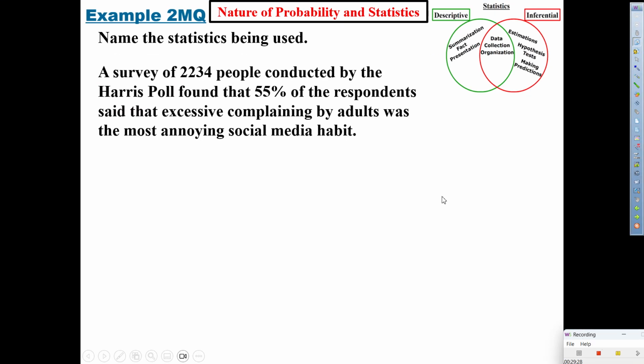Look up, please. It says, a survey of 2,234 people conducted by the Harris poll found that 55% of the respondents said that excessive complaining by adults was the most annoying social media habit. All right, tell your neighbor what kind of statistic that is, and what would be your key word.